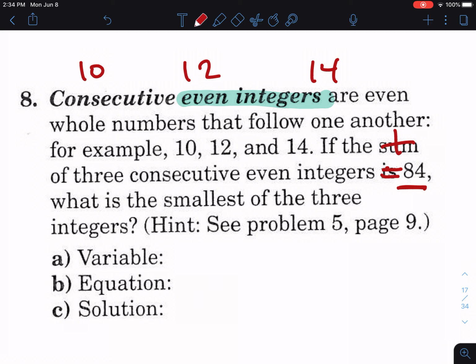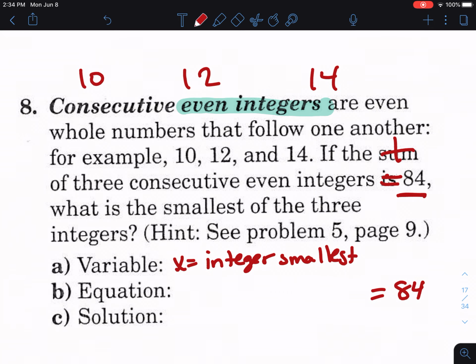Okay, so x is our variable, and that's an integer. The smallest, actually. And we know all the integers are going to add up to equal 84. But how do I know what to start with, so what to put as my variable? So our first one is x. Our x is 10. So to get from 10 to 12, we just add 2 to that 10, so we're going to do x plus 2. Once again, looking at our x is 10, to get from 10 to 14, we have to add 4, so x plus 4. So all of these integers up here, we're just going to add them up because it says the sum of them.